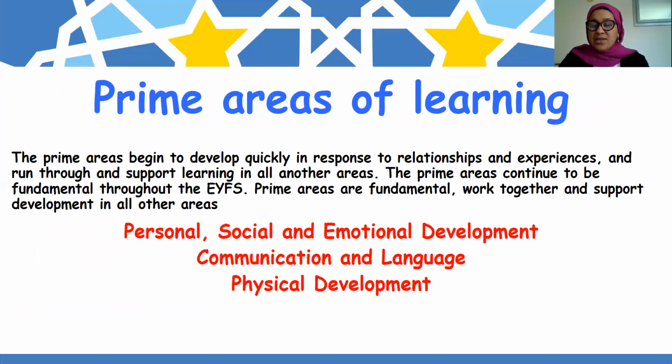The 7 areas are further split into prime areas of learning and specific areas of learning. The prime areas of learning are made up of personal, social, and emotional development, communication and language, and the physical development. These areas begin to develop quickly in response to relationships and experiences and run through and support learning in all other areas of development.